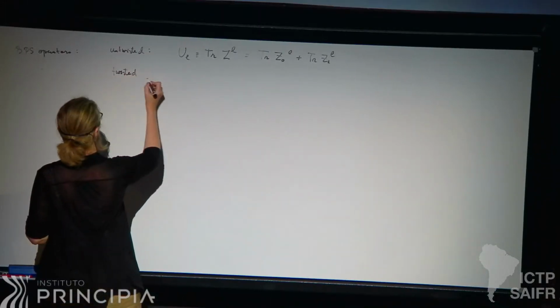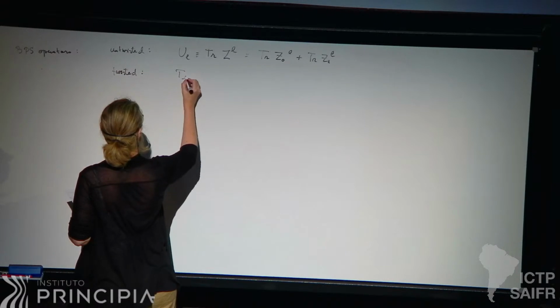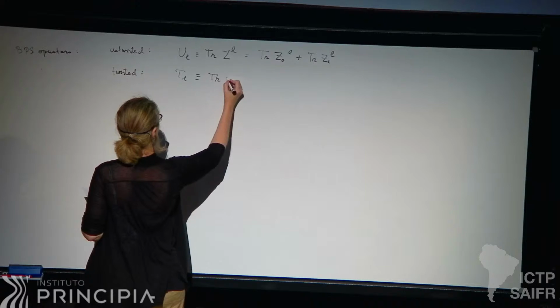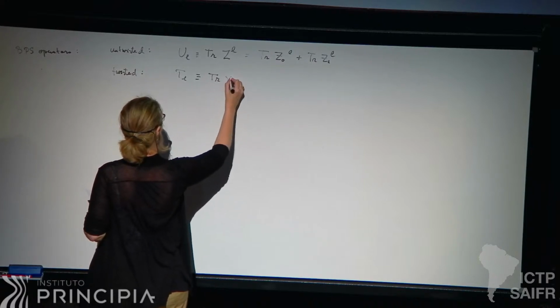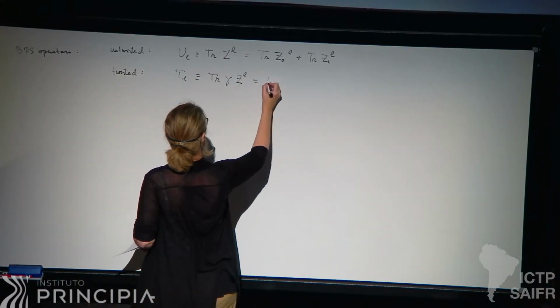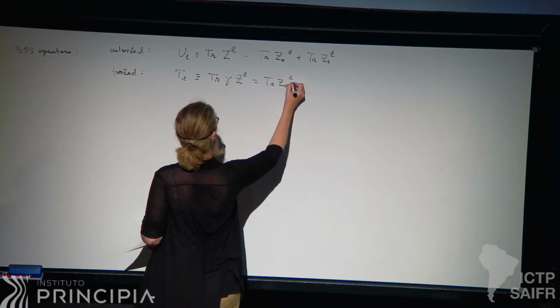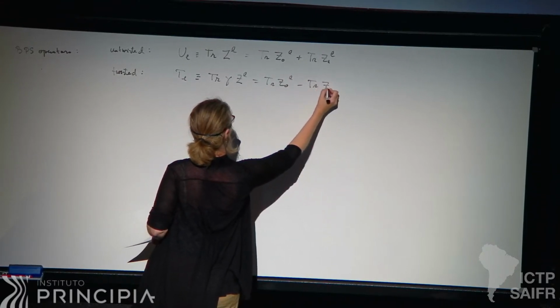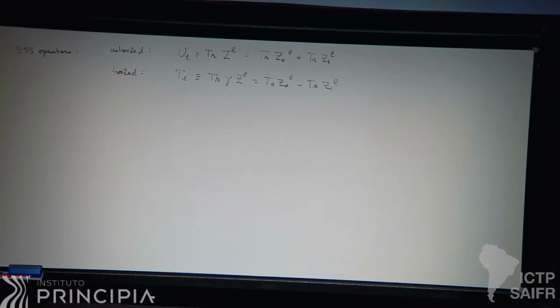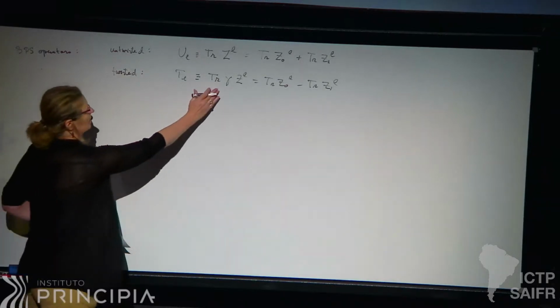And the twisted sector of the BPS operators that I will call TL, this is the trace of the same quantity but with a gamma inserted before taking the trace. So this will be trace Z0 to the L minus trace Z1 to the L. So the operators that I have mentioned here are this type of operators here.